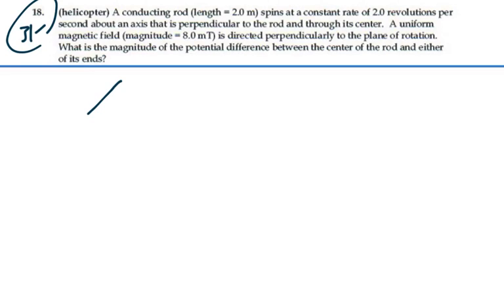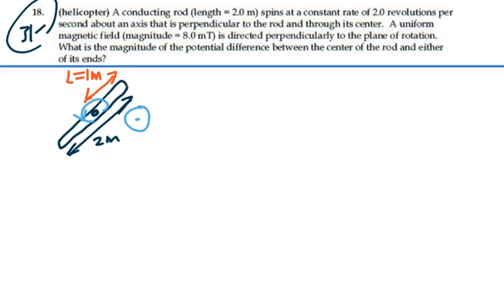If we're going for a rod of this nature, where its total length is 2 meters, the L in question from the center to the end is going to be half that. So the L that we're talking about here is 1 meter as this helicopter blade spins around. So we're going to use an L of 1 meter. We have a magnetic field directed perpendicular to the plane. That's 8 millitesla. And we need to know the angular velocity.